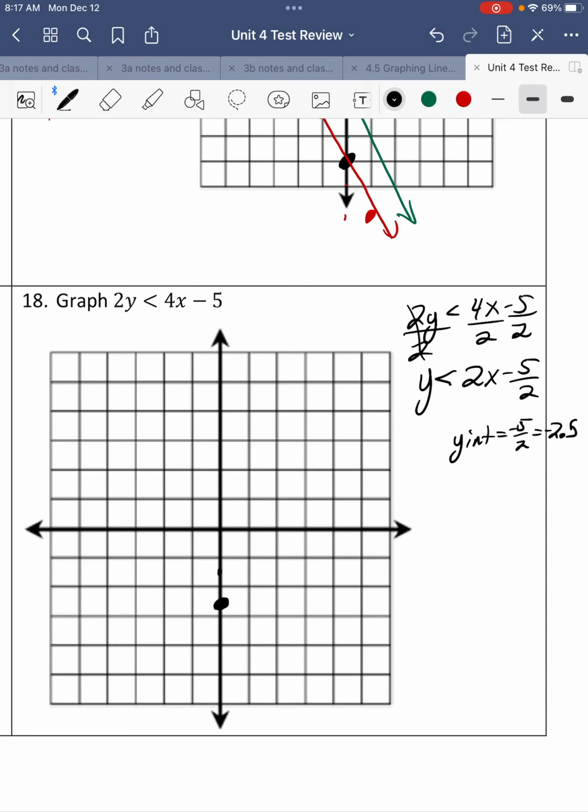And then we're going to go up 1, 2, because our slope is 2 over 1. And then we're going to go right 1. So it lies in between. So go up 1, 2, over to right 1. Up 1, 2, right 1. Up 2, right 1. It is not equal to, so we do not need a solid line. It's going to be a dashed line because it's just less than, not equal to. So dashed line.